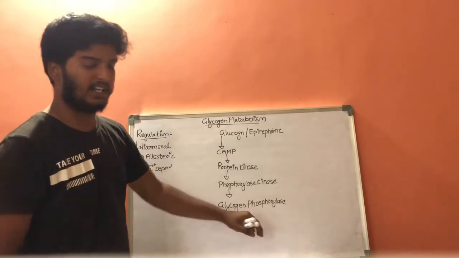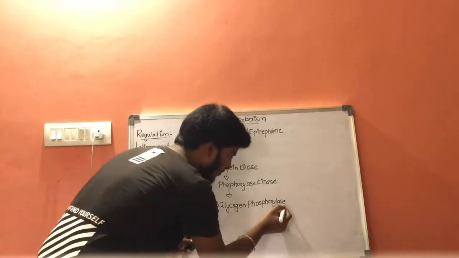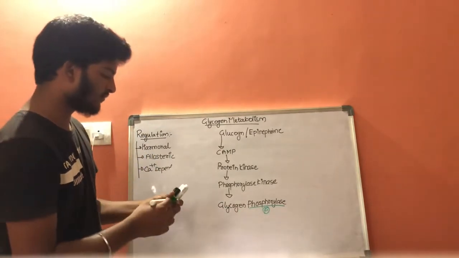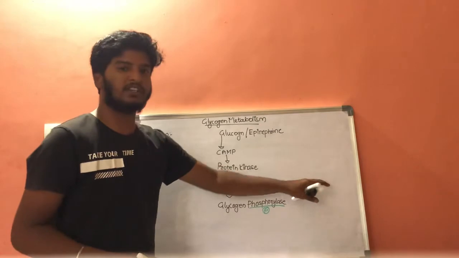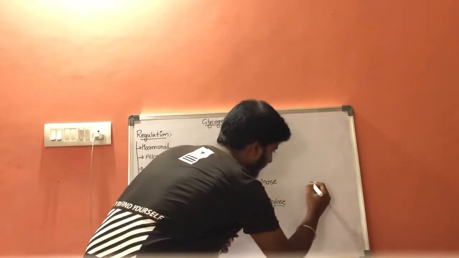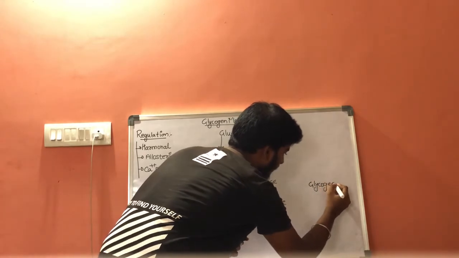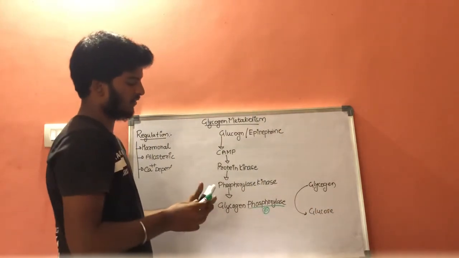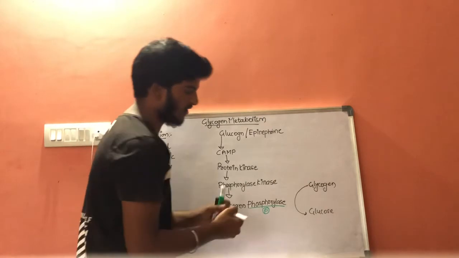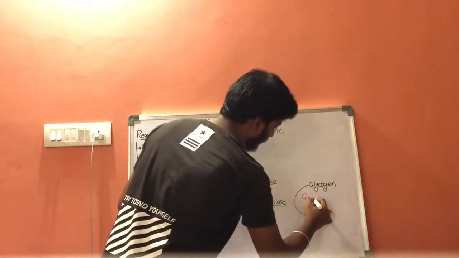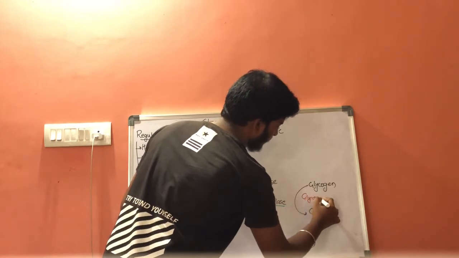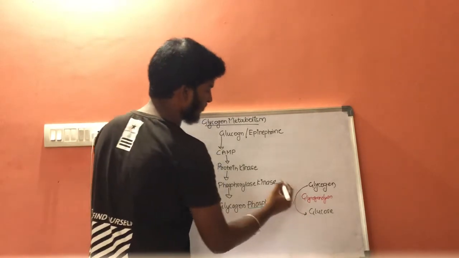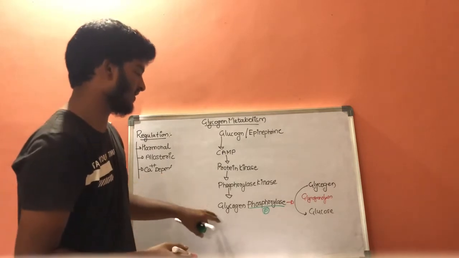Glycogen phosphorylase is activated in the phosphorylated state, and its function is to convert glycogen into glucose through glycogenolysis. This is done by glycogen phosphorylase.